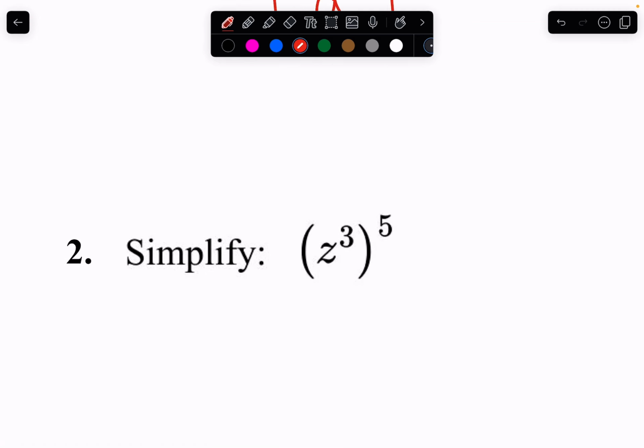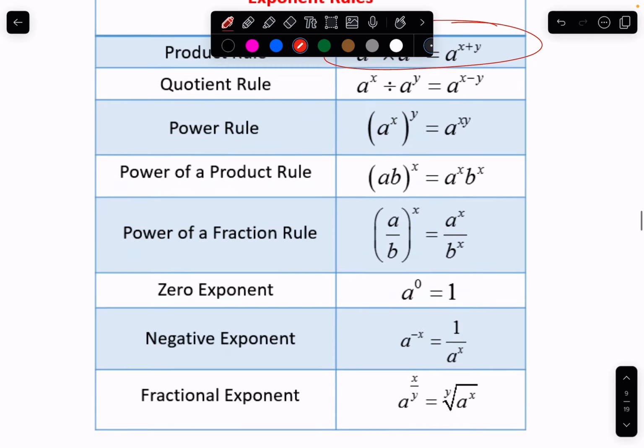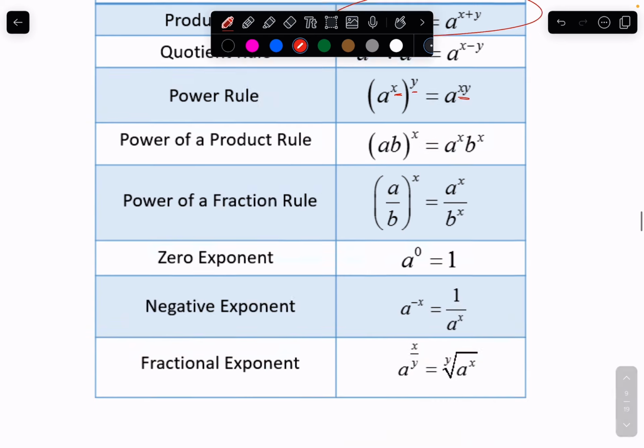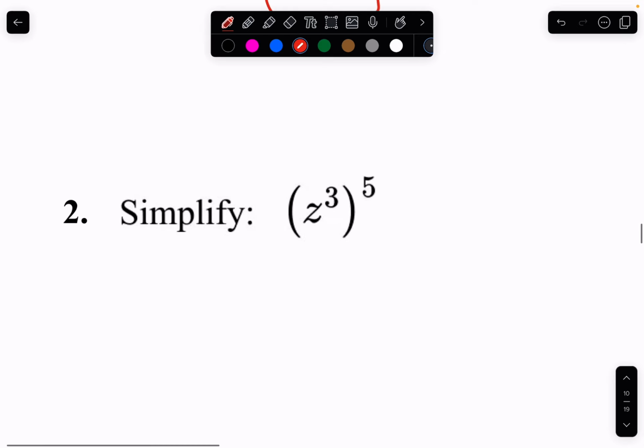Now the next one here, this is when you raise a power to a power. So if we look here, the power rule, when you raise a power to a power, you multiply the powers. So here, this is going to become z to the 15th.